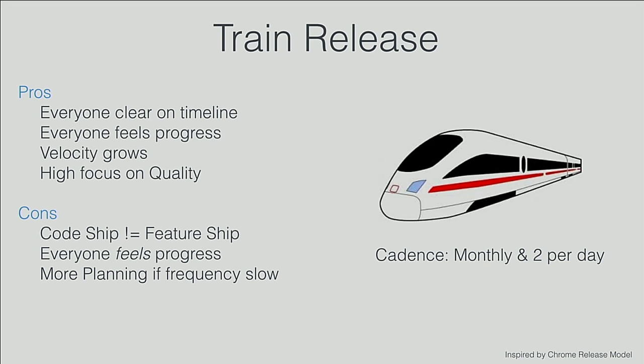Sometimes people just feel that there's progress. So this is actually a really interesting learning to figure out how do you measure rate of feature ship when it's separated from rate of code ship. And the more you end up planning if your rate of train releases slows down, if your schedule isn't frequent enough. For example, our server releases 2 times per day. And our cadence for our releases on clients is monthly.